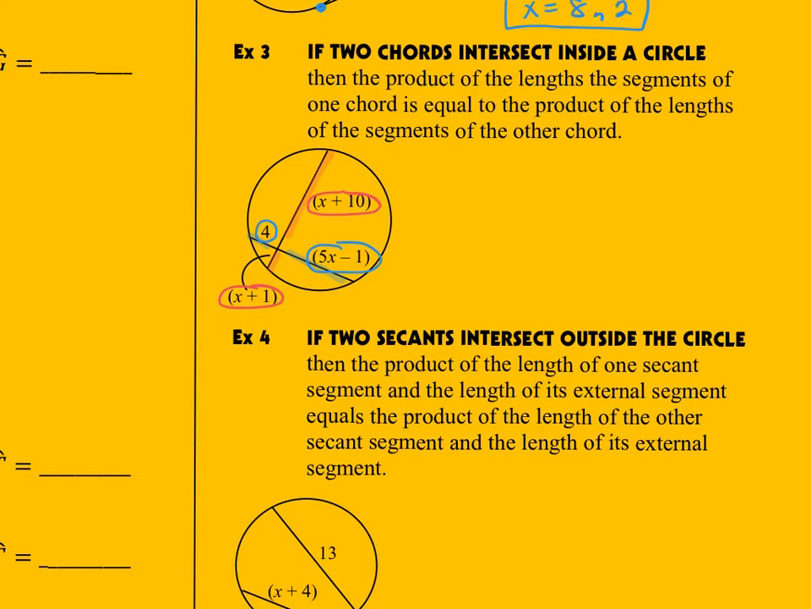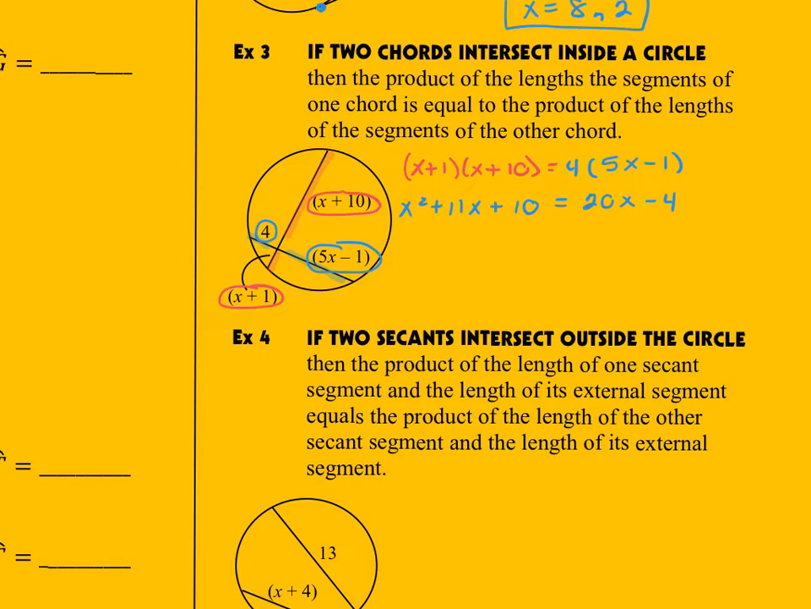This theorem tells us that the product of the parts will be equal. So in other words, x plus 1 times x plus 10, that product is equal to 4 times 5x minus 1. So algebraically, we're going to have to do a whole bunch of expanding. On the left, we're going to FOIL: x squared plus 11x plus 10. On the right, we're going to distribute the 4: 20x minus 4.